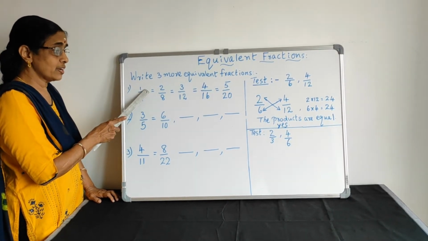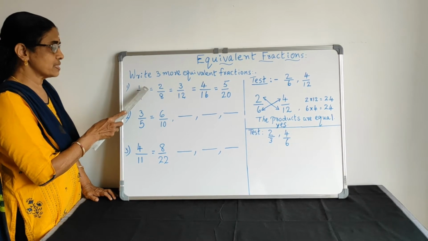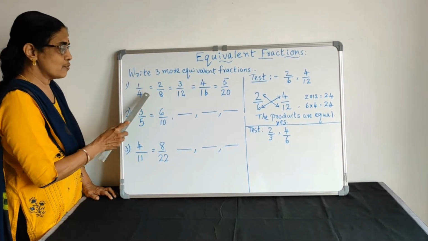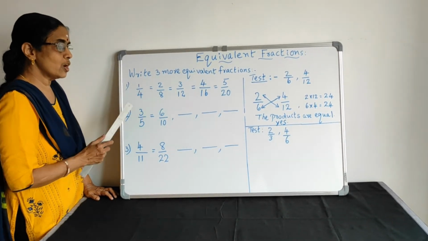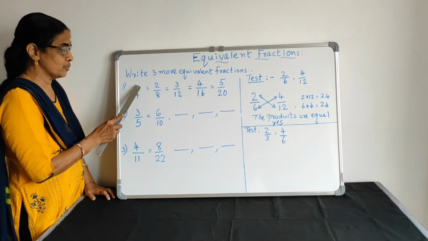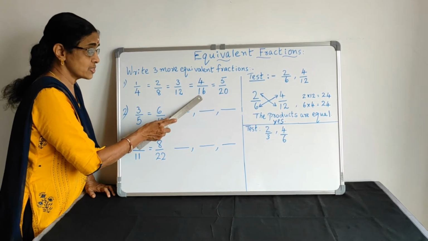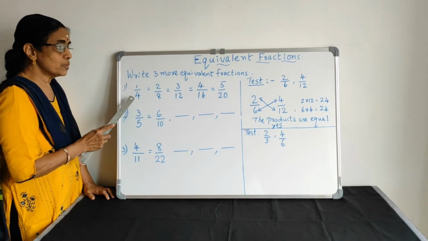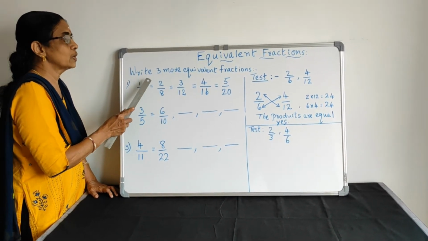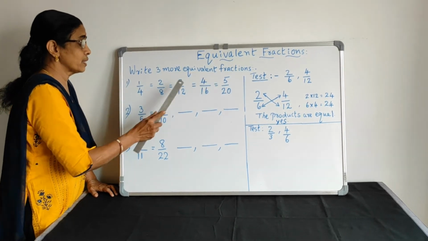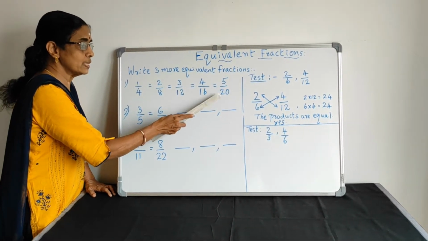Now, we are going to try with 3 by 3. 1 into 3 makes 3. 4 into 3 makes 12. Now we are going to multiply by 4 by 4. 1 into 4 makes 4. 4 times 4 is 16. Now we are going to multiply by 5 by 5. 1 into 5 is 5. 4 into 5 is 20.